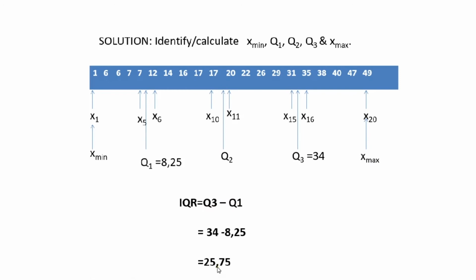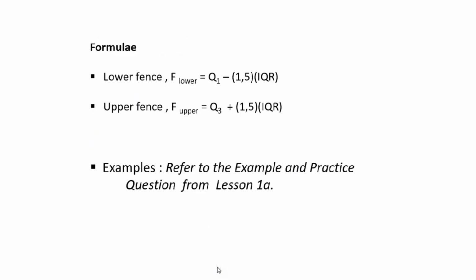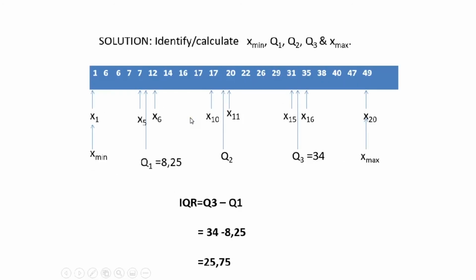25,75. Then from this, we use the formulas that I've given you in the earlier slide, which is shown here right now. And then we calculate the lower fence and the upper fence. I will give you 2 minutes to calculate the lower fence and the upper fence using the given formula.